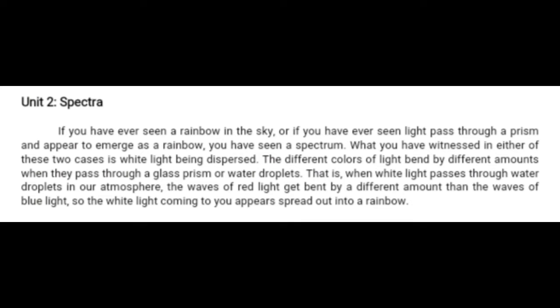So moving on to spectra, if you have seen a rainbow in the sky, or if you have ever seen light pass through a prism and appear to emerge as a rainbow, you have seen a spectrum. What you have witnessed in either of these two cases is white light being dispersed. The different colors of light bend by different amounts when they pass through a glass prism or water droplets.